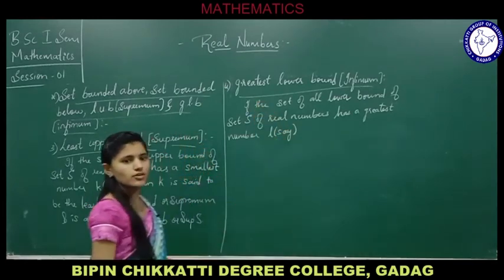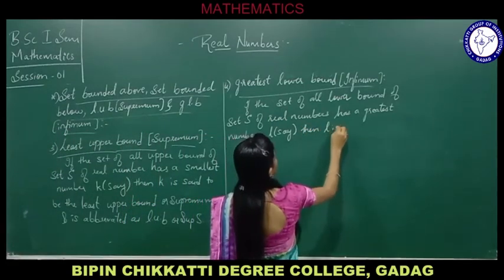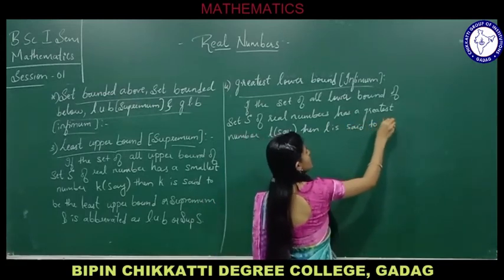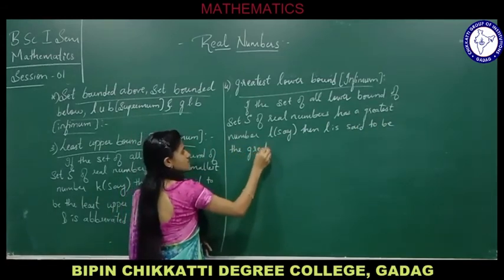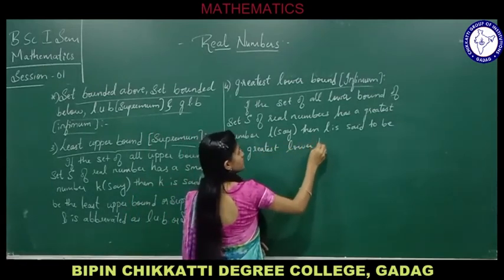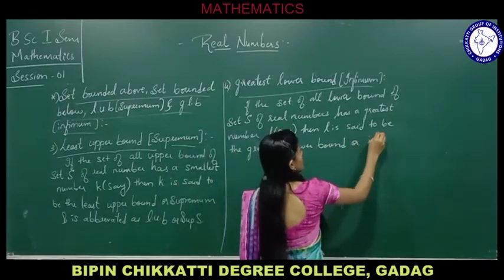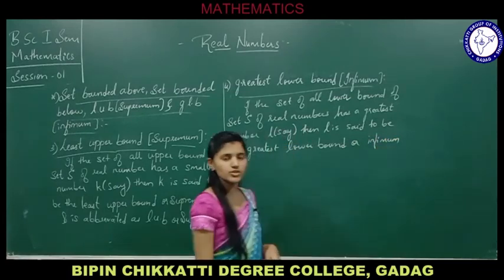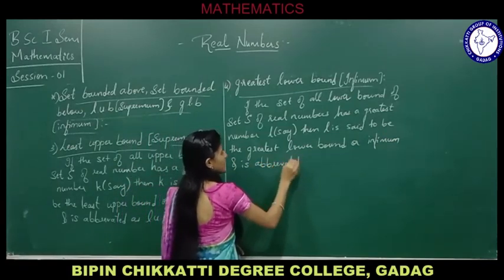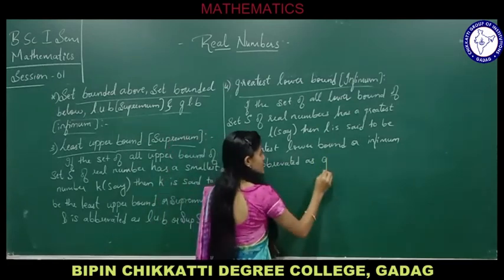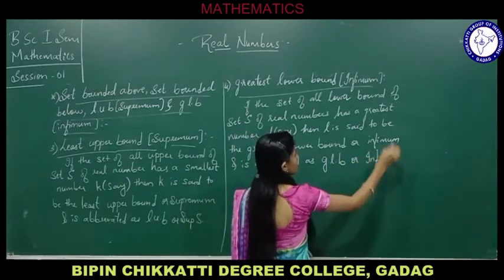Then L is said to be what? Then L is said to be the greatest lower bound, or we say it as infimum, and it is abbreviated as greatest lower bound, that is GLB, or we write it as infimum of S.